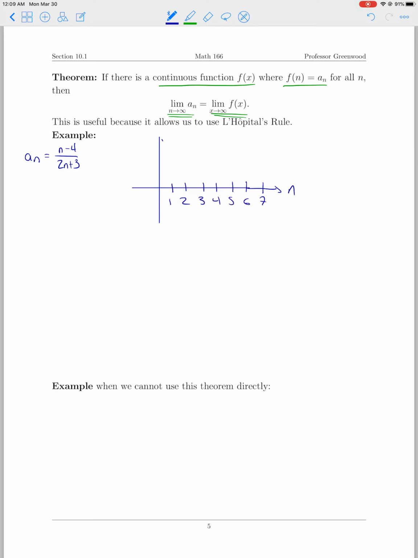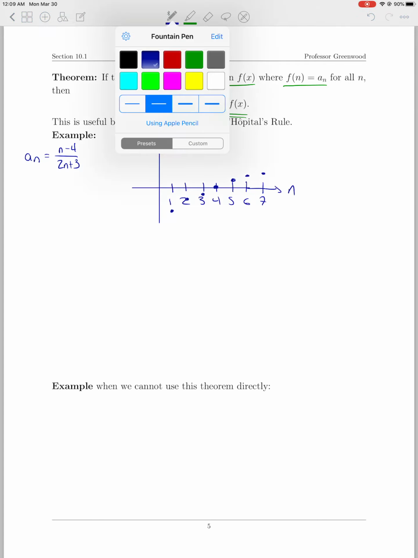And so again, in one axis I'm going to have an n, and the other axis I'm going to have an a sub n. Now I'm just going to start plugging in values of n. When I plug in n equals 1, I get something that's negative, minus 3 over 5. Then if I plug in n equals 2, I get minus 2 over 7 or something, and this keeps on being negative until n equals 4, where it's equal to 0, and then at that point it starts being positive.